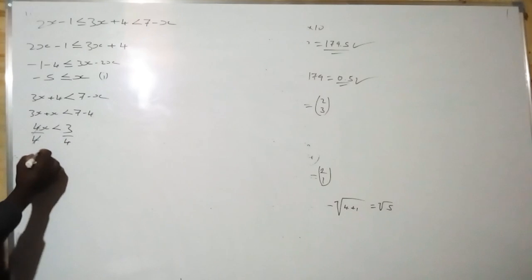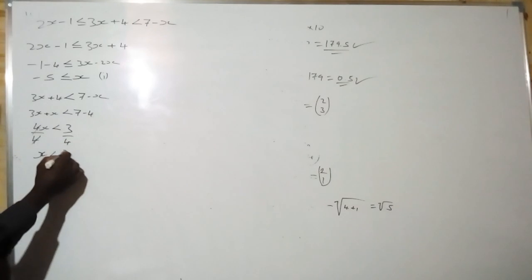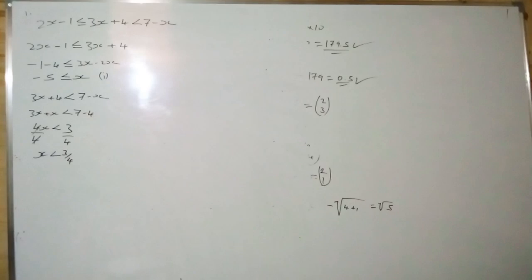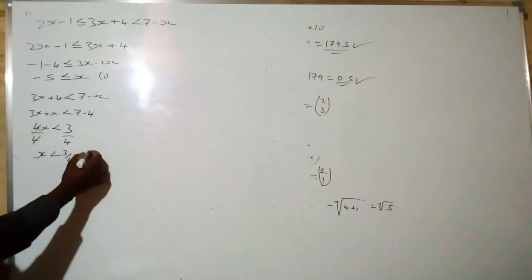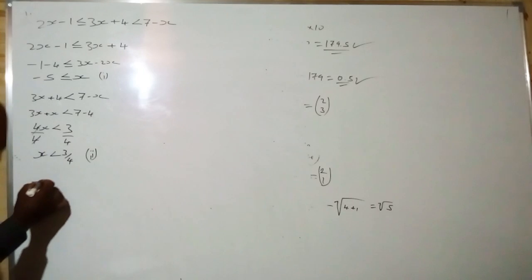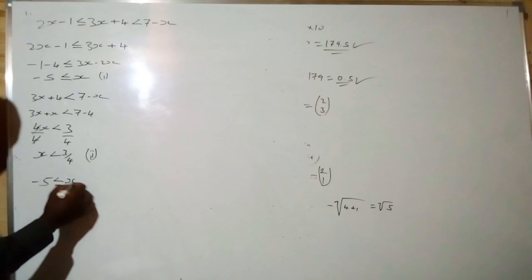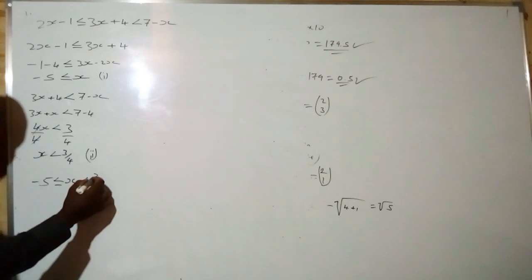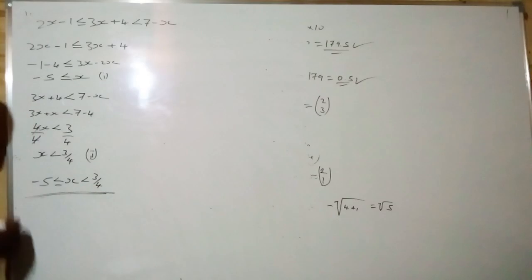We can combine the two inequalities, and we are going to have negative 5 less than or equal to x less than 3 over 4 as the correct answer. But you can be told to draw.